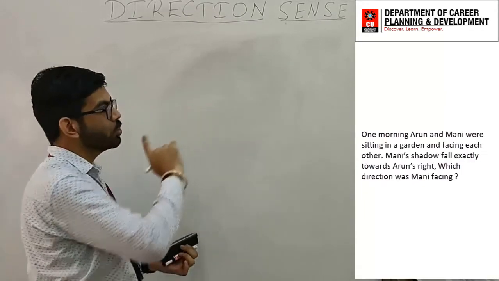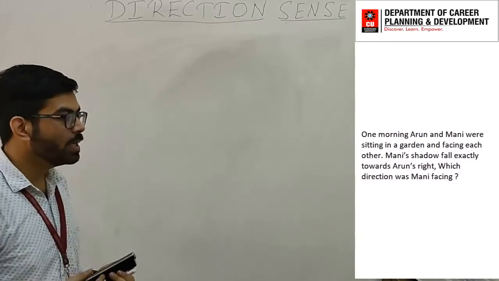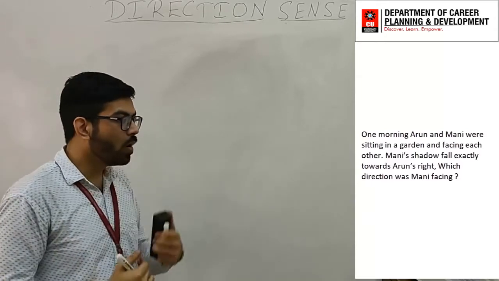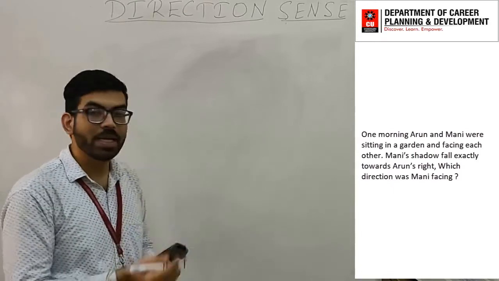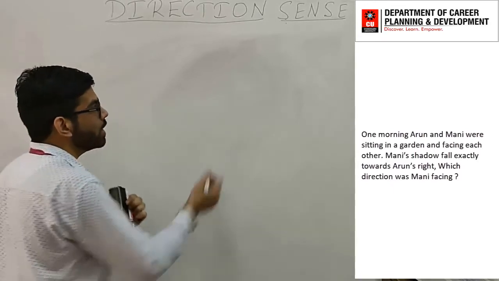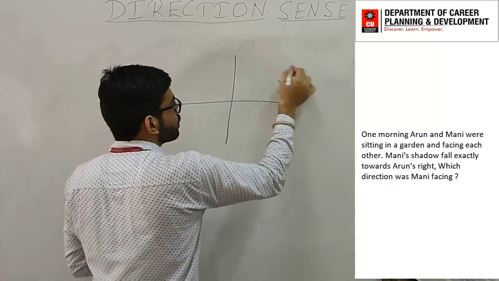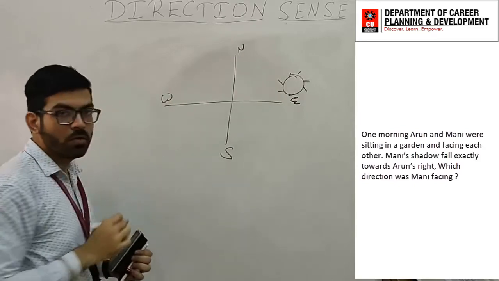Okay, let's see one more question of shadow. The question says that one morning Arun and Mani were sitting in a garden and facing each other. Then Mani's shadow fell exactly towards Arun's right. In which direction is Mani facing? Okay, this is a case of morning. As you already know, in morning sun will be here. This one is your north, south, east direction. This one is your west direction.